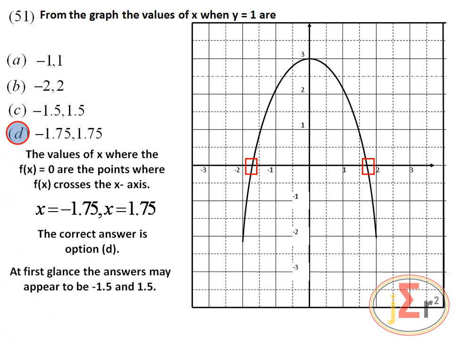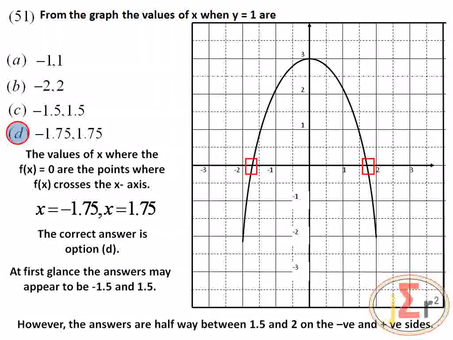At first glance, the answers may appear to be negative 1.5 and 1.5. However, the answers are halfway between 1.5 and 2 on the negative side and between 1.5 and 2 on the positive side. So there is a danger in us arriving at negative 1.5 and 1.5. Just by glancing at it, a student may be operating on speed, seeing a problem like this. Okay, we just know the answer.